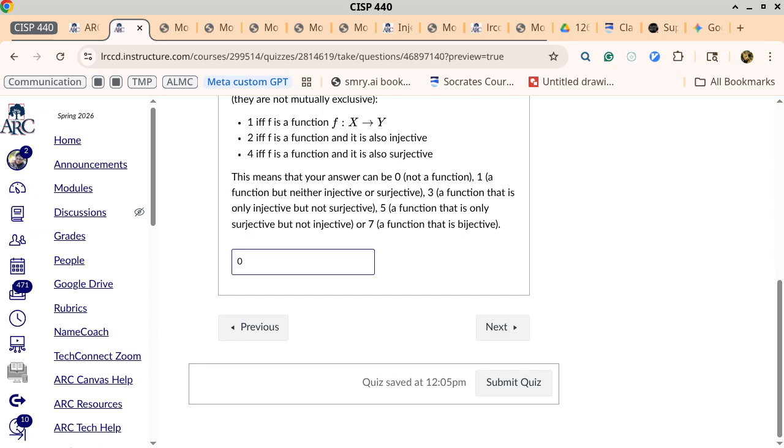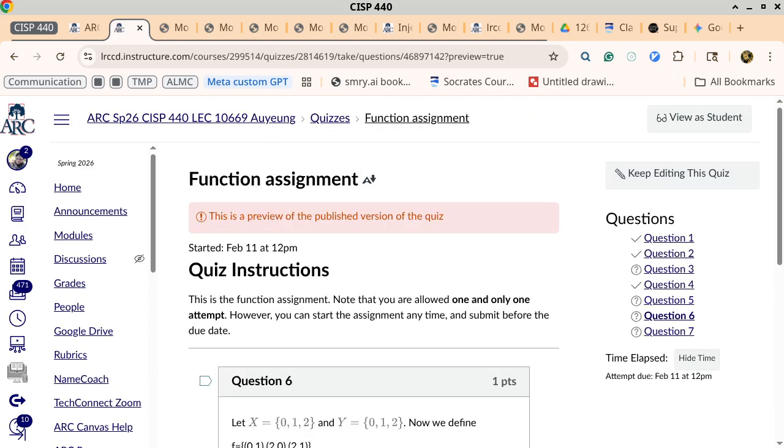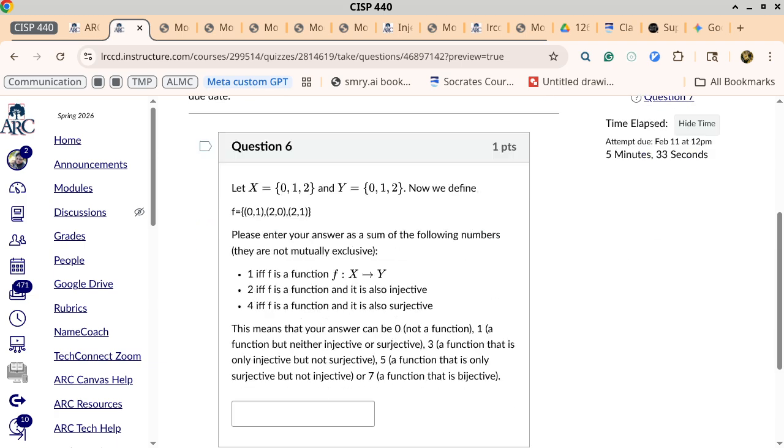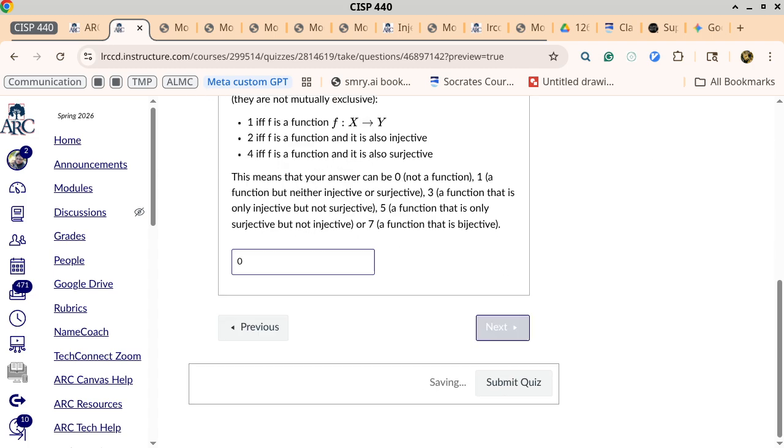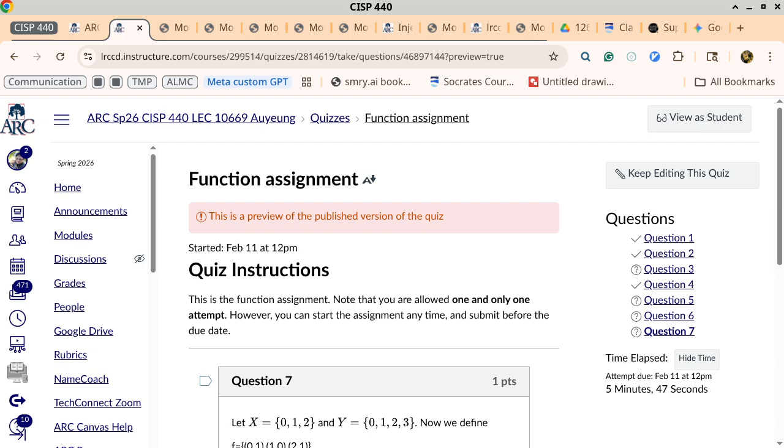All right, so moving on. So far we're not getting anything that is even interesting. This is not a function either, because you can see that 2 is mapping to two different things in y, and one is not mapped at all. So that's a zero right away.